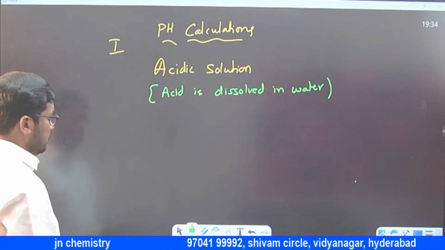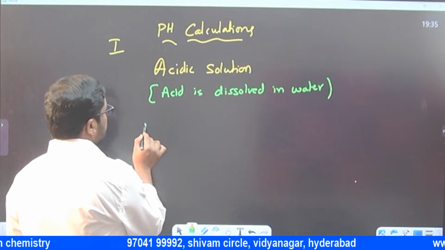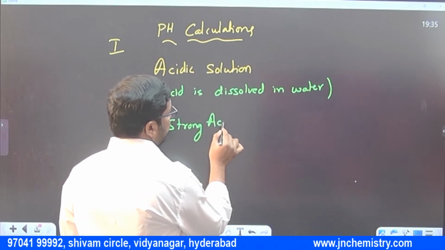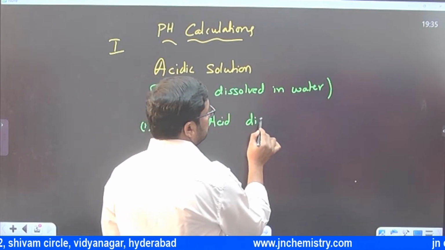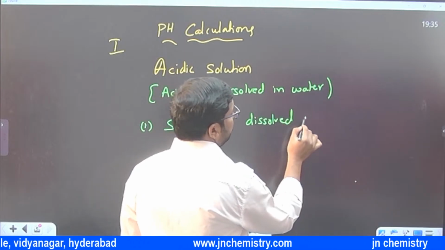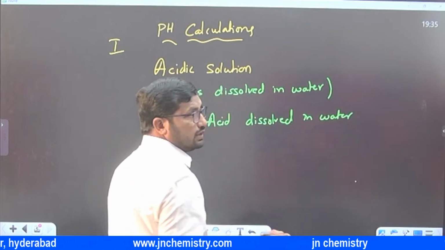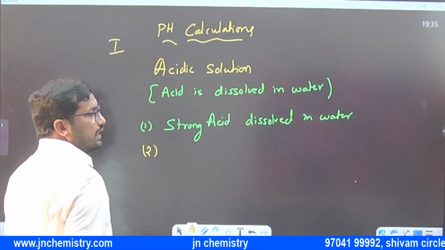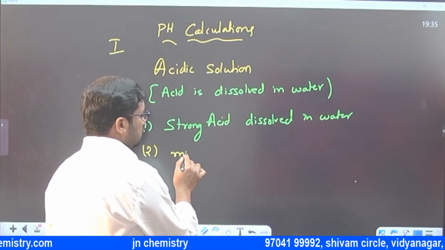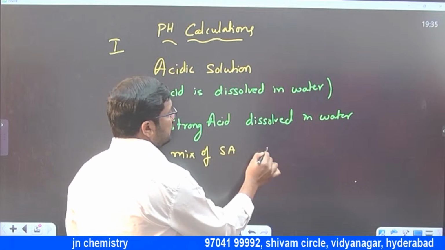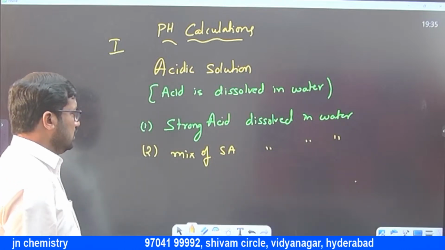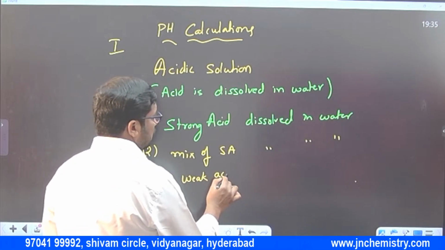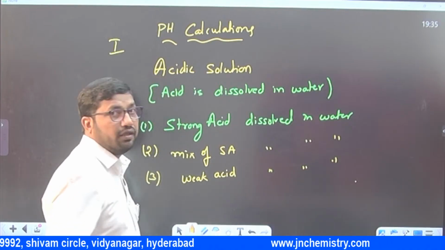So in acidic solutions, first, a strong acid is dissolved in water. First we'll discuss a strong acid dissolved in water. The second type of pH calculation is a mixture of strong acids dissolved in water. The third is a weak acid dissolved in water.